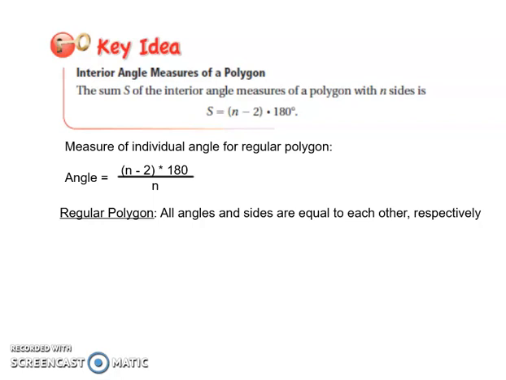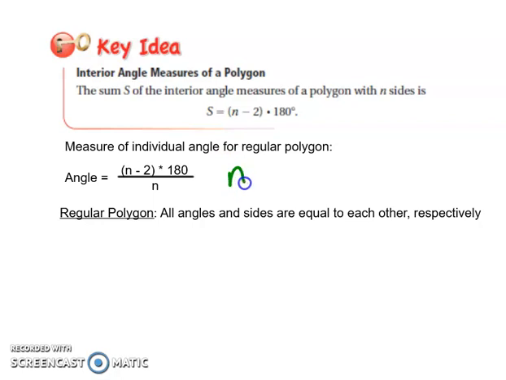All right, so one of the main ideas here is that we're talking about the interior angle measures of a polygon. It says the sum of the interior measures of a polygon with n sides is equal to the number of sides minus 2 times 180 degrees. Okay, and we're going to be going through some examples with that as well. If you want to find the measure of an individual angle for a regular polygon, we're going to take that statement, n minus 2 times 180, and divide it by n. And again, n is the number of sides.